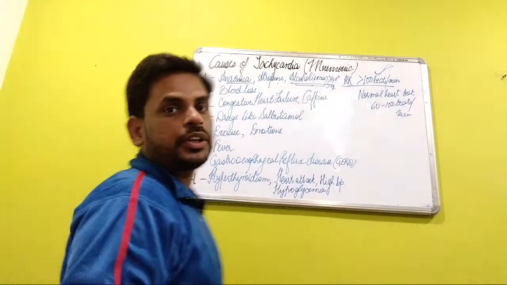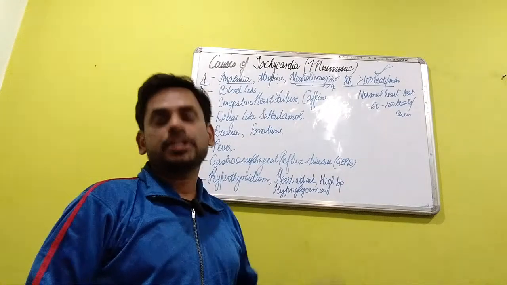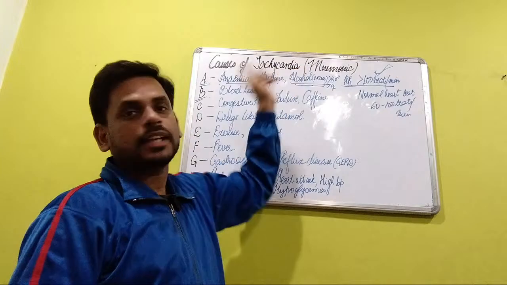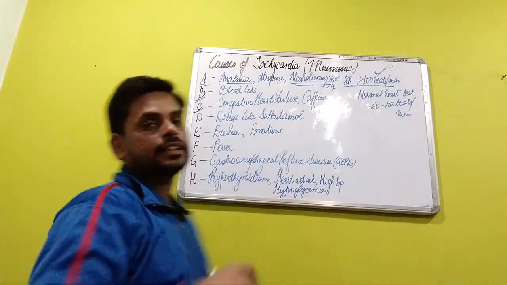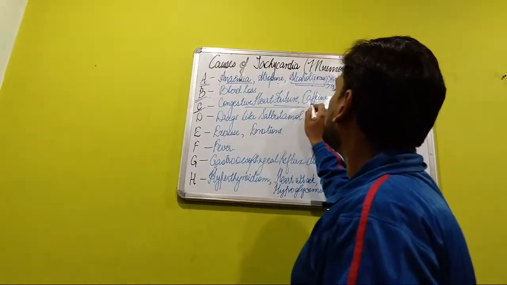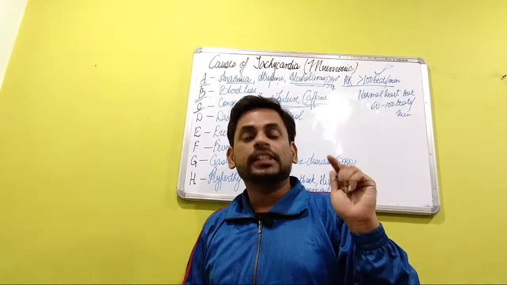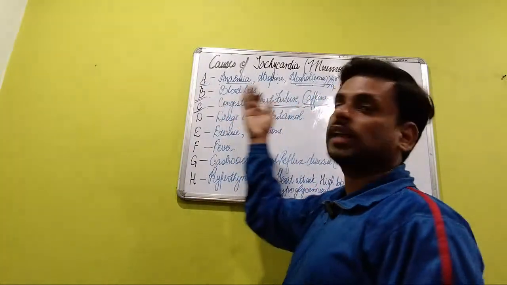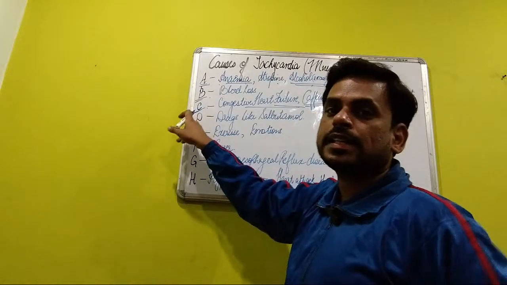Now moving on to the next alphabet, that is B. B refers to blood loss. Whenever there is blood loss, the condition of tachycardia can be seen. Apart from this, the C of the mnemonic refers to congestive heart failure and caffeine. In conditions of congestive heart failure, that is CHF, and excess caffeine, tachycardia is also caused. This is what alphabet C is referring to.